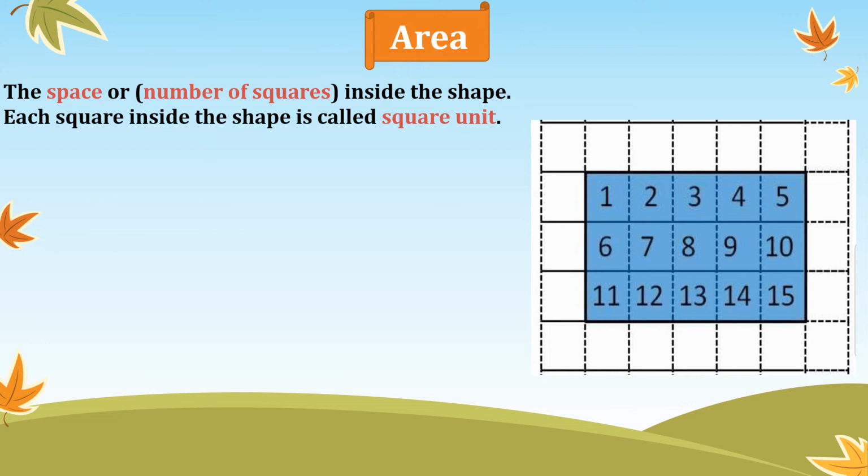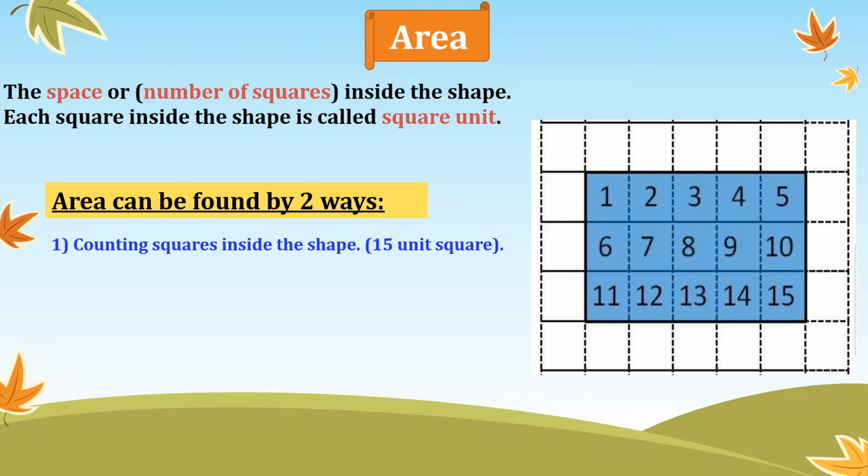So how do we find the area of any shape? Area can be found in two ways. First way, counting squares inside the shape. We said that this blue rectangle is our shape, and if we want to know its area, we count the squares inside it. How many squares inside it? 15. We call each square inside it a unit square, so all of them are 15 unit squares.